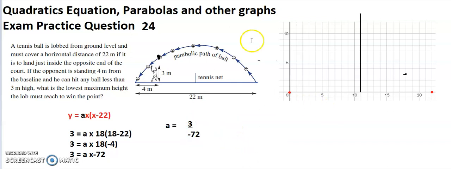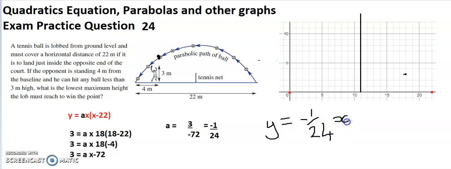I can simplify this, and this is going to simplify to negative 1 over 24. So that is my answer for a. Now, based on that, I'm going to rewrite my equation. I know I've got y. I know my a has to be negative 1 over 24. I have an x in brackets, and I've got x minus 22.